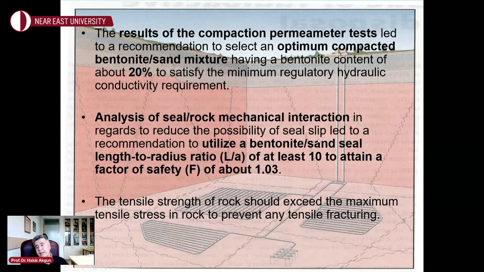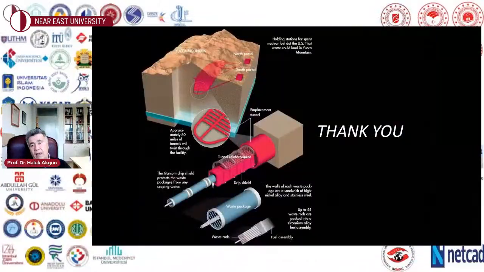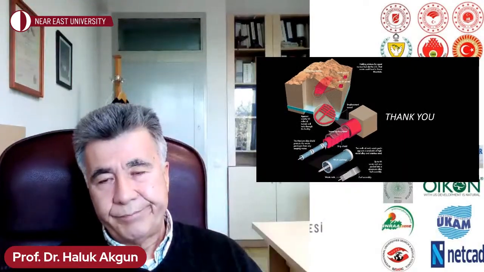Analysis of seal rock mechanical interaction, in regards to reducing the possibility of seal slip, led to a recommendation to utilize a bentonite sand seal length to radius ratio L/A of at least 10 to attain a factor of safety of about 1.03. The tensile strength of rock should not exceed the maximum tensile stress in rock to prevent any tensile fracturing and violation of the containment objective, obviously. These are the references that I have utilized, and thank you for listening to me.